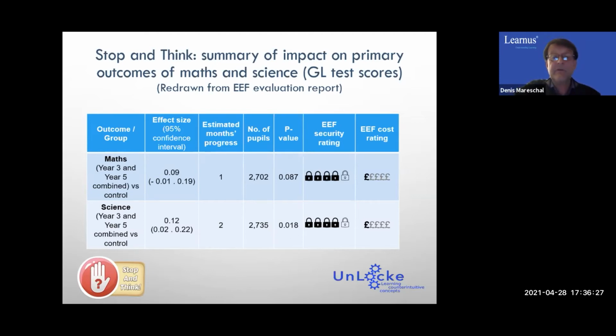However, the science improvement, year 3 and 5 pooled together, was equivalent to 2 months additional progress on a sample of 2,735 children. And here it was statistically significant. The EEF also give a cost rating. This is a very, very low cost intervention. We'll give you a little more detail about that when we move to the next slide, Derek.